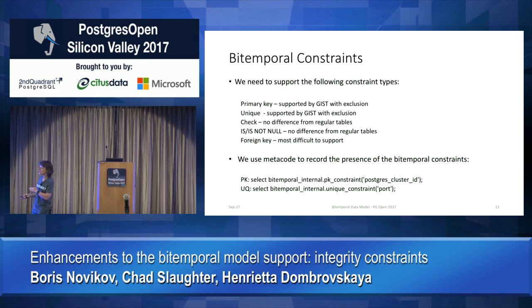And for uniqueness, it's exactly the same, because guess what? As for a normal relational database, for a normal table, what is the primary key? It's one of the unique constraints which we assign to be the primary key. So same here. There is no difference between supporting the primary key and unique key. It's basically just in the words.